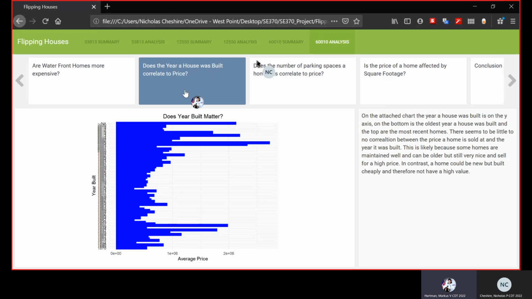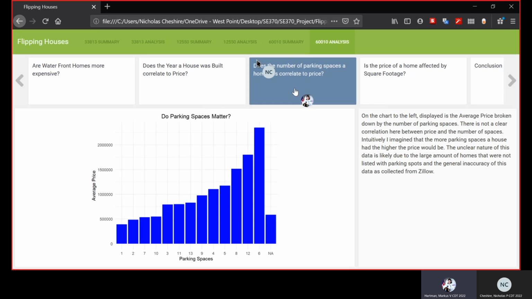And again, the year that the house was built doesn't really correlate too much. It's pretty spread out here. It doesn't really attribute much. And then the amount of parking spaces doesn't really correlate to a higher price for the house. Again, these are all pretty much spread out and don't really do much.